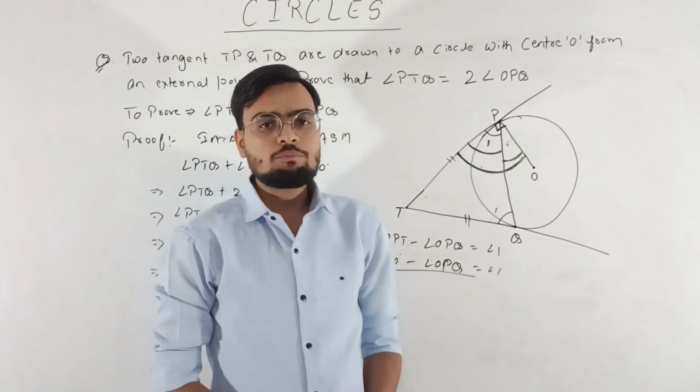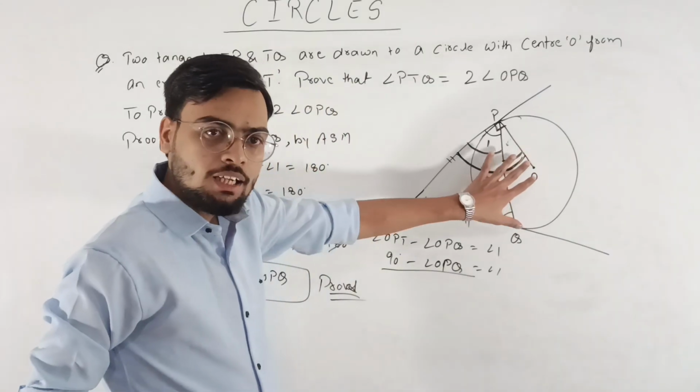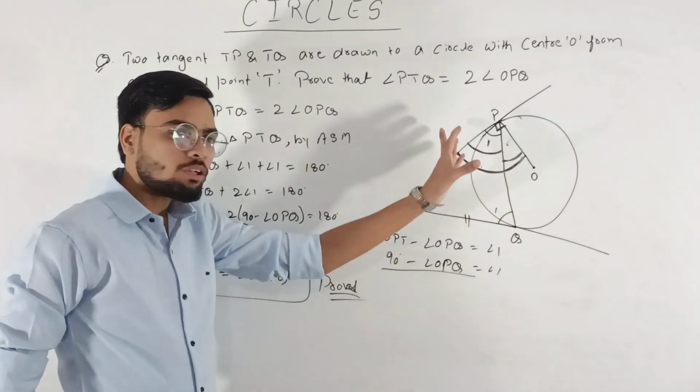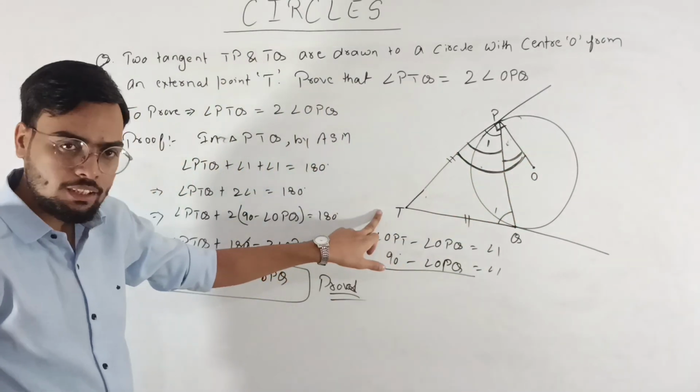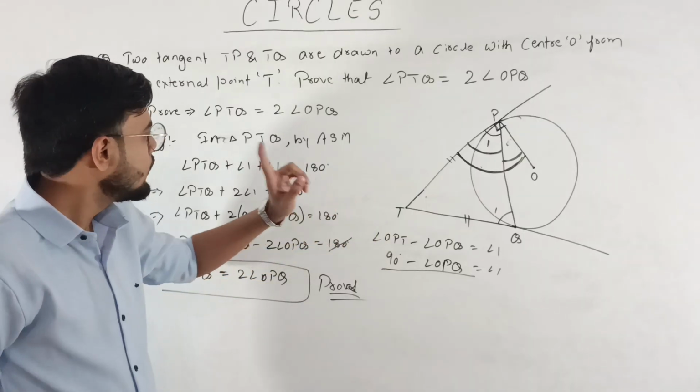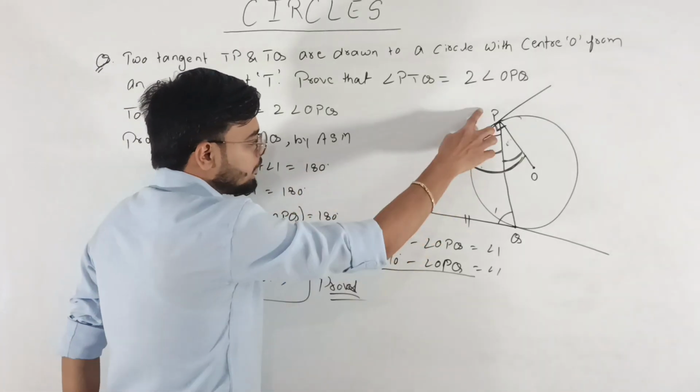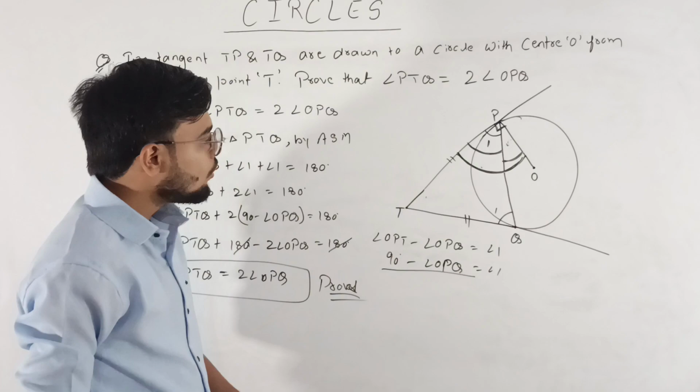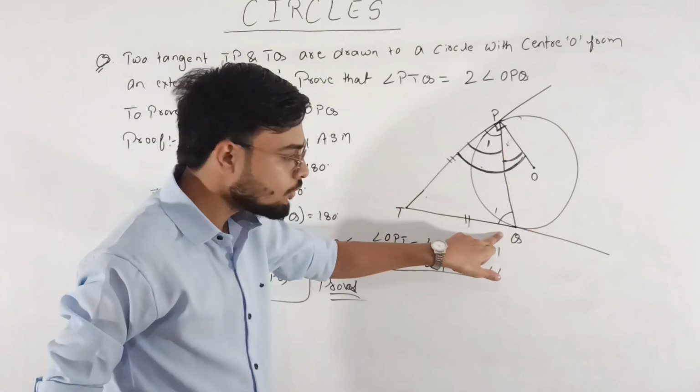Understood? Let's see one more time. The question says there is a circle and two tangents are drawn to this circle from the same external point T. Then we have to prove that angle PTQ is twice angle OPQ.